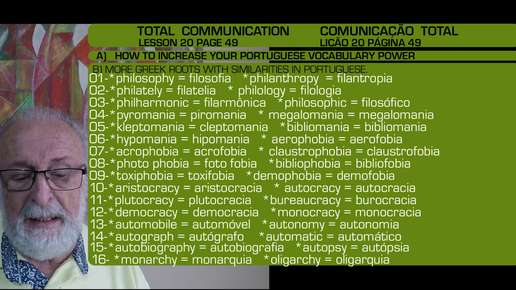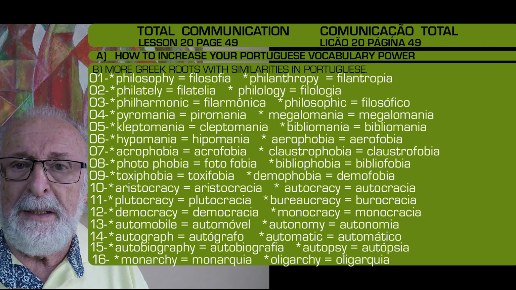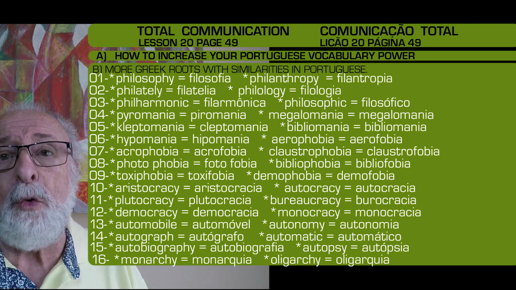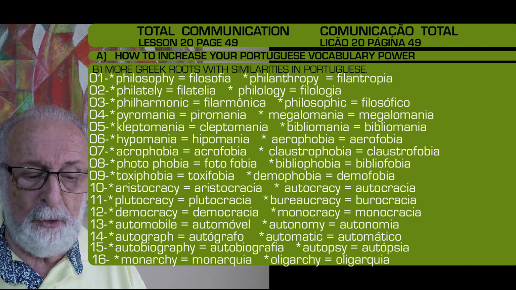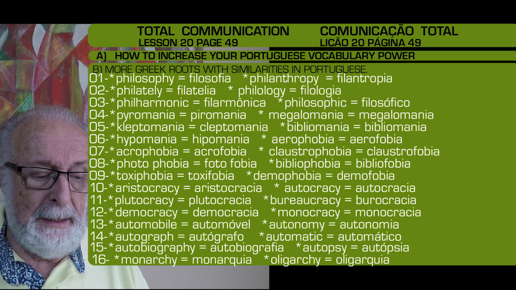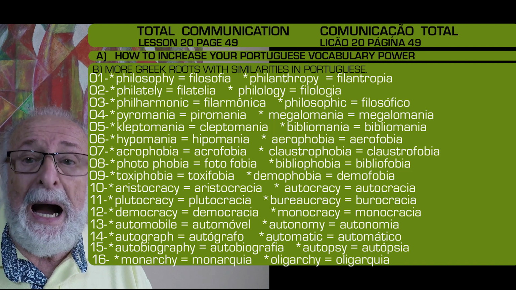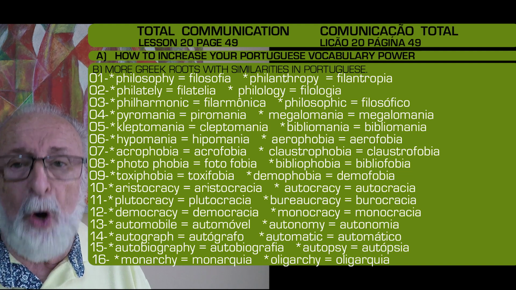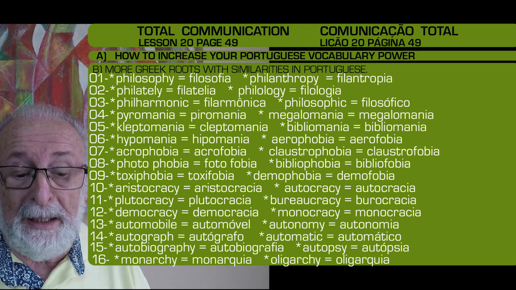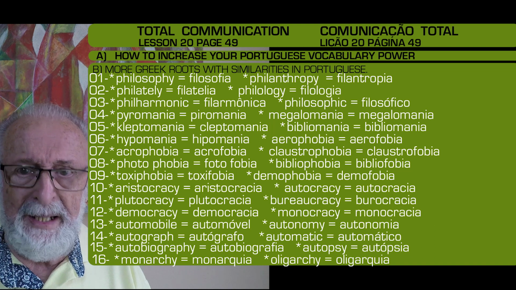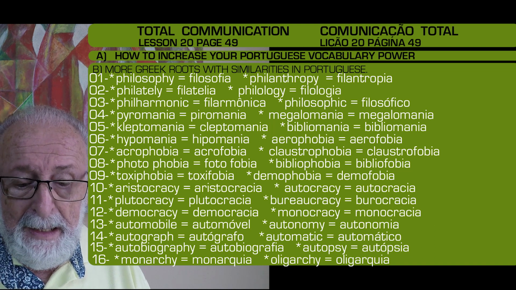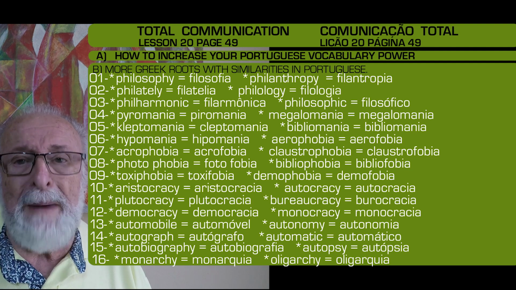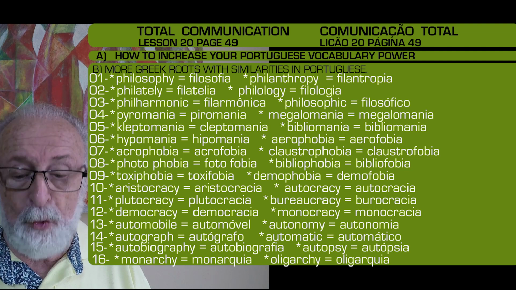In the same line, we have autonomy. Autonomy will be autonomia, right? In line 14, autograph. Autograph, we say autógrafo. Okay? It's the same as autograph. Automatic, automático.